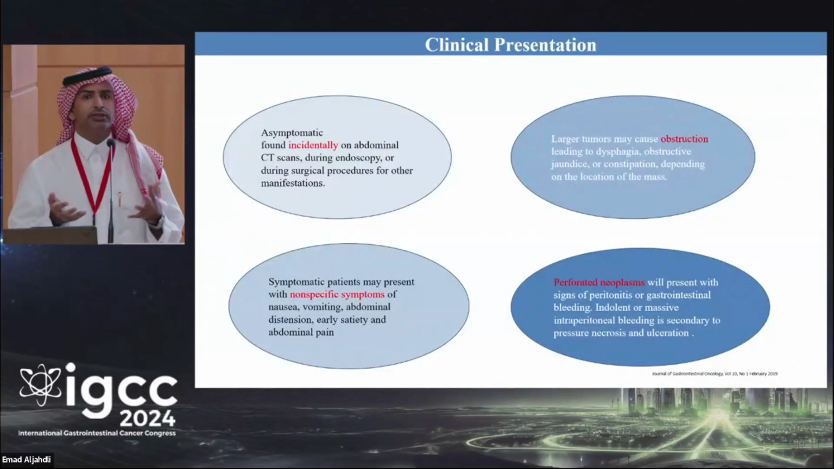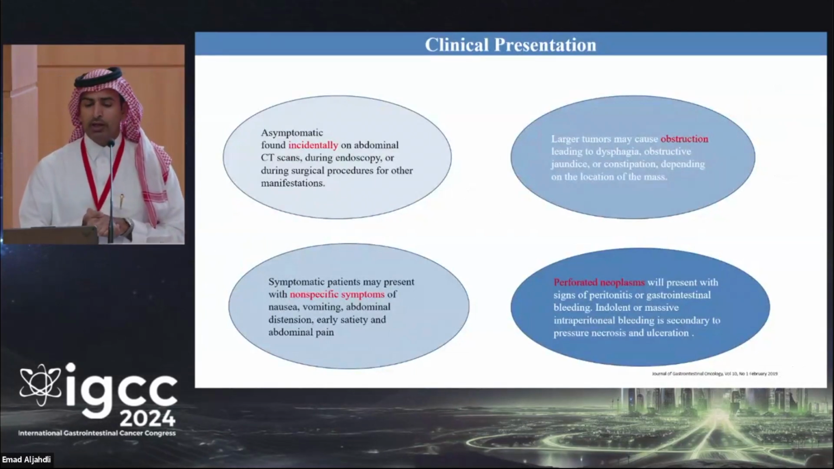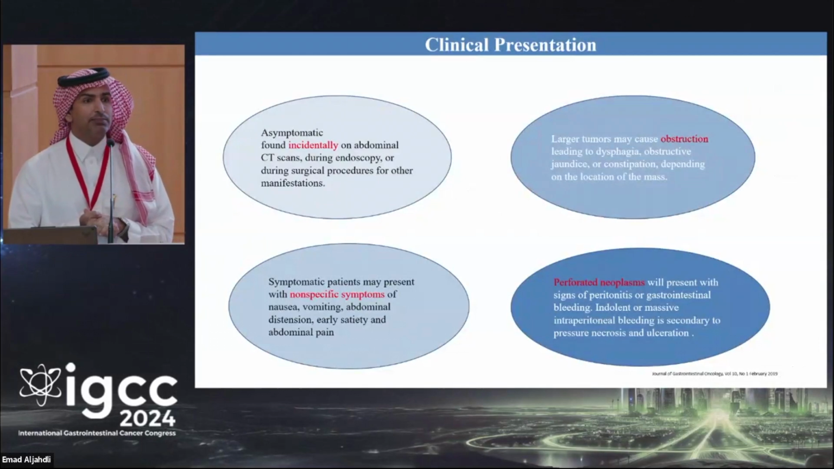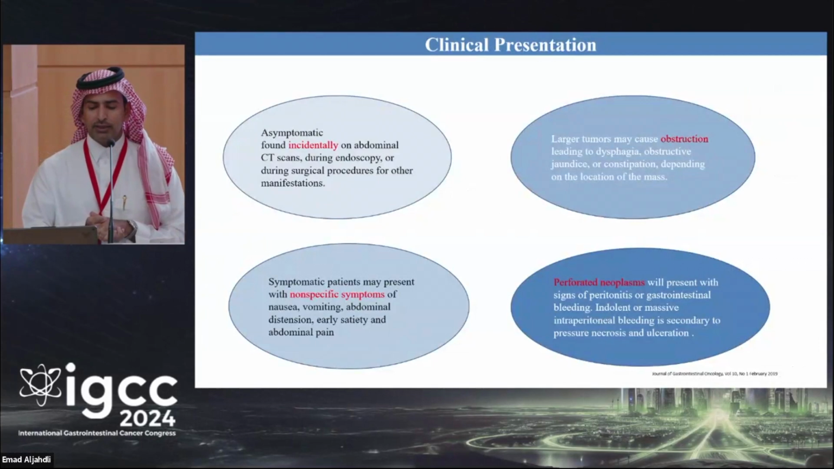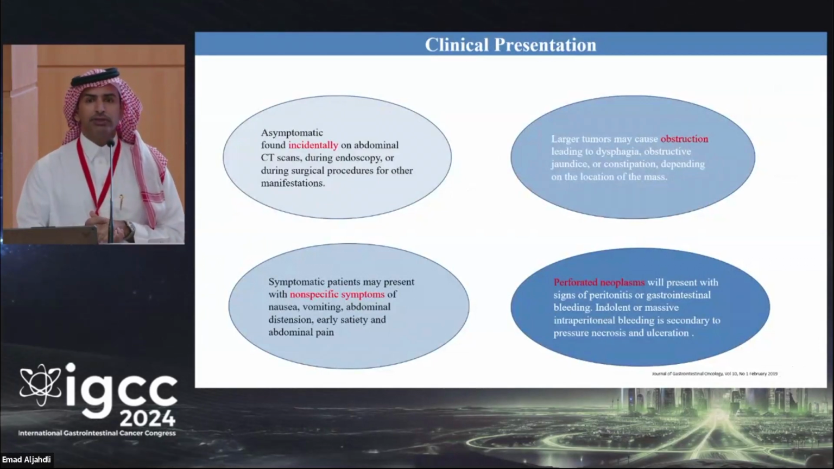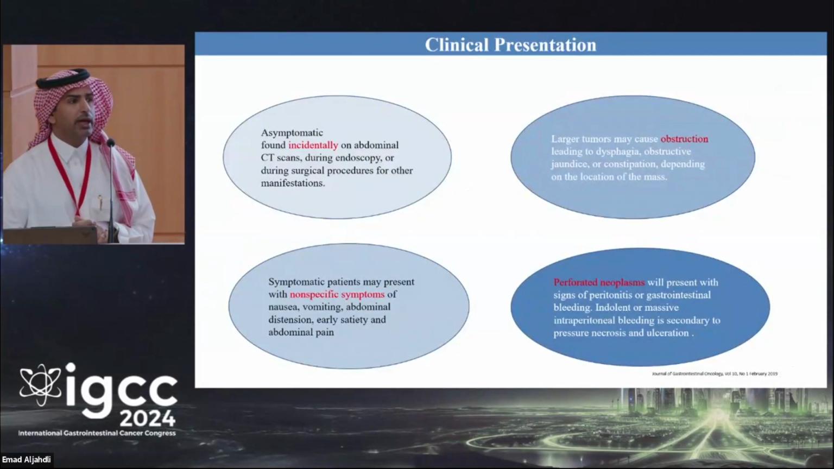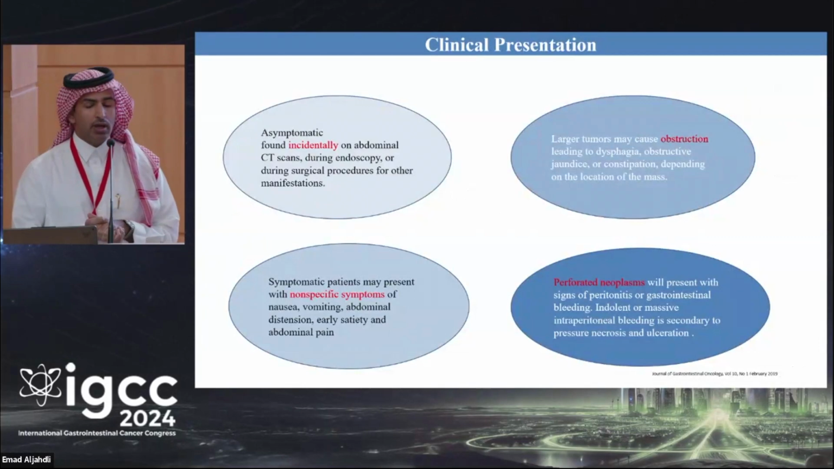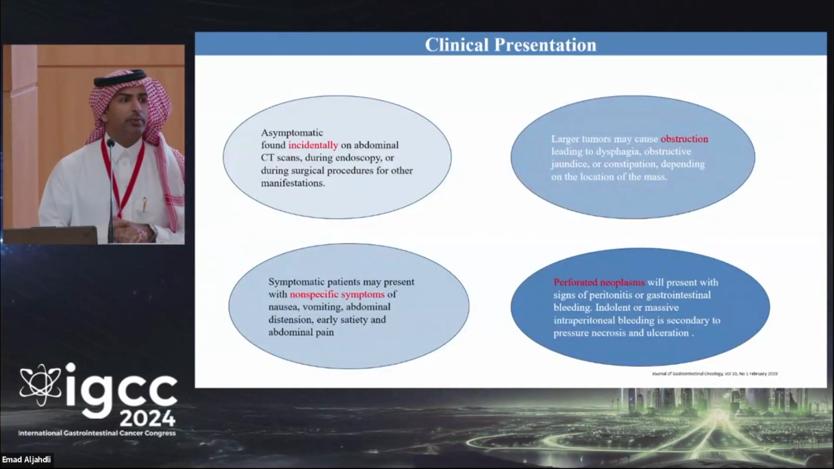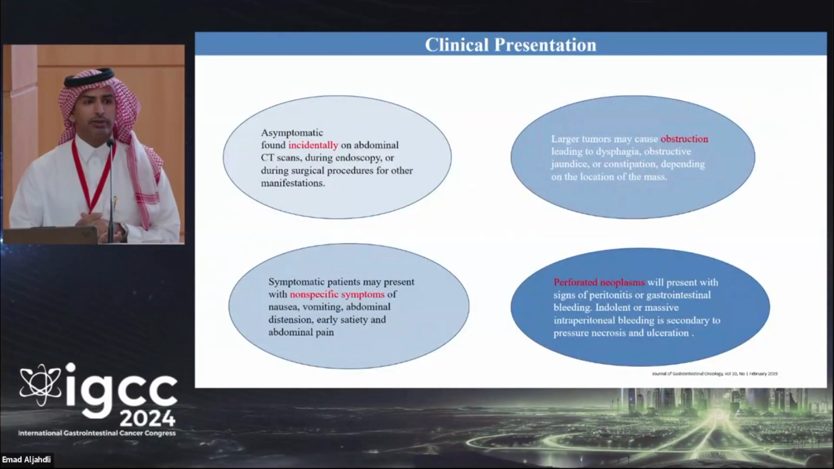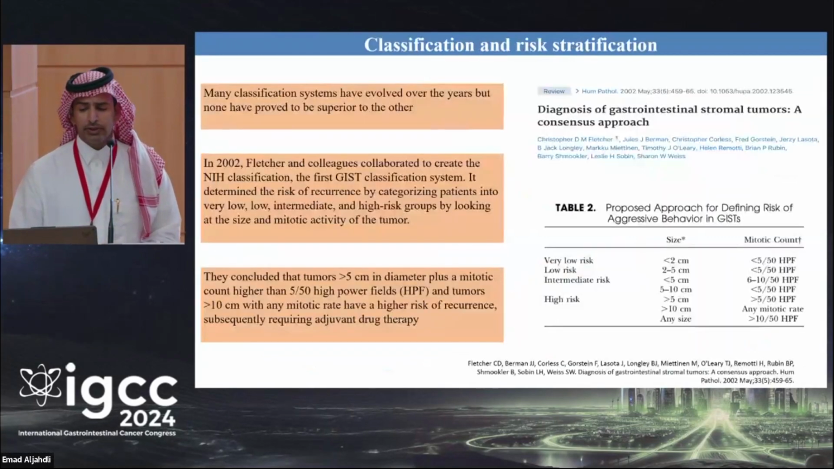For the clinical presentation, most patients are asymptomatic or have non-specific symptoms: dyspepsia, epigastric pain, abdominal pain, early satiety. An asymptomatic patient is usually found incidentally, but keep in mind those patients can present with upper GI bleeding, and also can present with peritonitis and perforation from necrotic tissue and invasion.